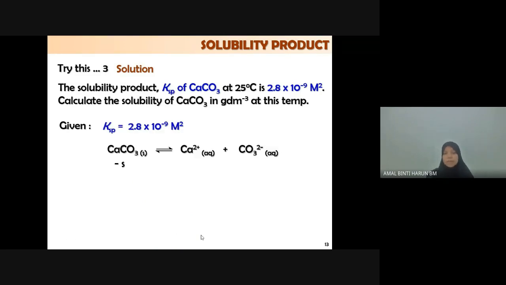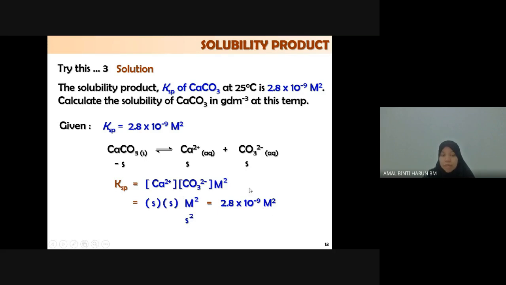Okay, contoh seterusnya. Kita ada KSP diberi and then the solubility bagi calcium carbonate is 2.8 exponent negative 9. Calculate the solubility dalam gram per dm cube. Okay, so ini dia nak solubility dalam gram. So kita boleh assume solubility calcium carbonate adalah S and then it produce S and S ikut coefficient. Masukkan dalam KSP expression. So it become S square.